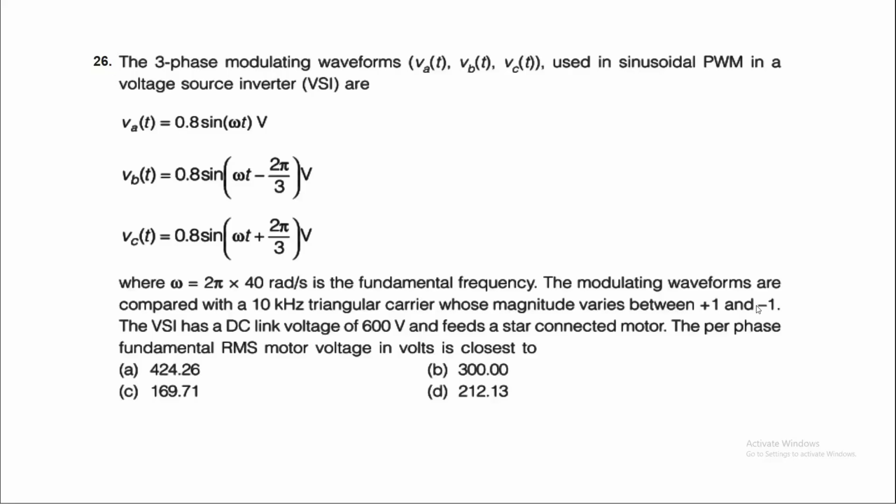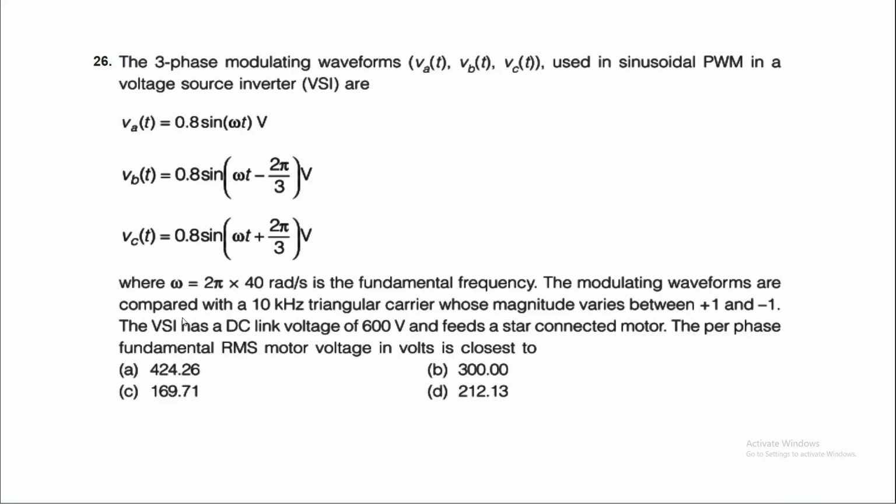Hello everyone. In this video we are going to see another problem in power electronics. The question is: the three-phase modulating waveforms VA(t), VB(t), VC(t) used in sinusoidal PWM in a voltage source inverter are VA(t) = 0.8 sin ωt, VB(t) = 0.8 sin(ωt − 2π/3) volts, VC(t) = 0.8 sin(ωt + 2π/3) volts, where ω = 2π × 40 radian per second is the fundamental frequency.